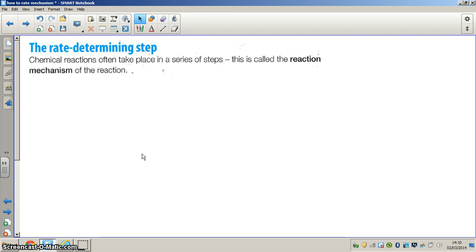So the first thing to know is what is the rate determining step, and we need to remember that chemical reactions don't always take place in one go. In other words, A reacting with B doesn't necessarily go to C and D in one step. It can often happen in a series of steps, and this is called the reaction mechanism.